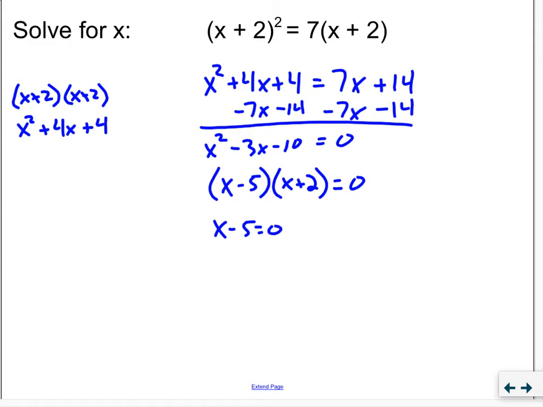My zero property says that then these two expressions must equal 0. So we'll get one answer of positive 5, one answer of negative 2. So the zeros of the equation are positive 5 and negative 2.